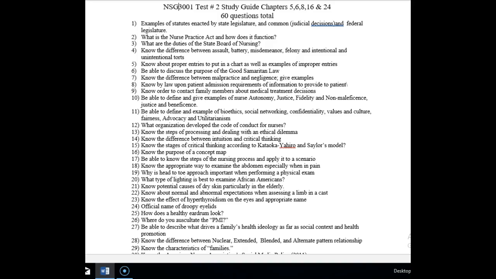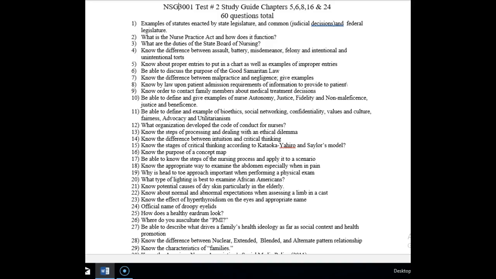Know about proper entries to put in a chart as well as improper entries. We talked about that. Be able to discuss the purpose of the Good Samaritan law. We already talked about that in class, but I'll repeat.